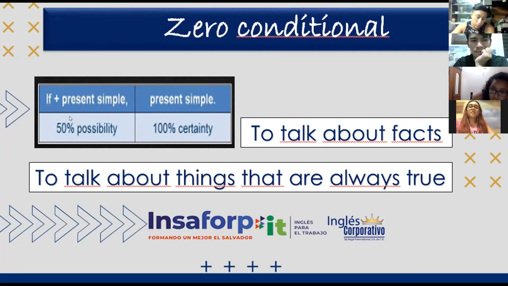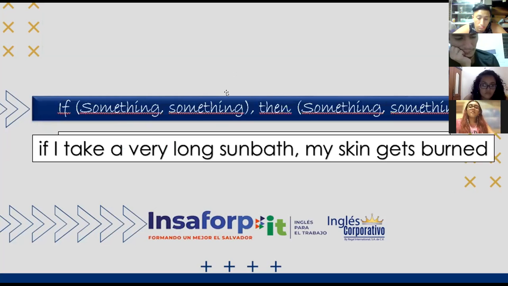Entonces, esta primera cláusula, this first phrase using if, is the 50% possibility, okay? Si esto pasa, la condición es que esto suceda para que la otra parte sea 100% verdad, 100% true, okay? So that's why we can visualize here that if plus present simple is the 50% of possibility, and then the consequence is 100% certainty, I'm sorry. So, we're gonna see some examples. Porque aquí podríamos ver, así como una fórmula o algo. No, it's not like that, okay? Veamos entonces ya en términos prácticos, okay?